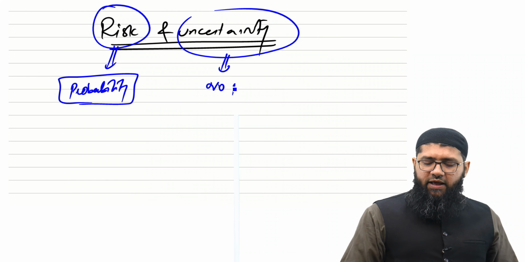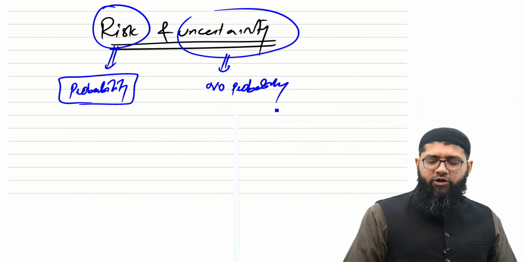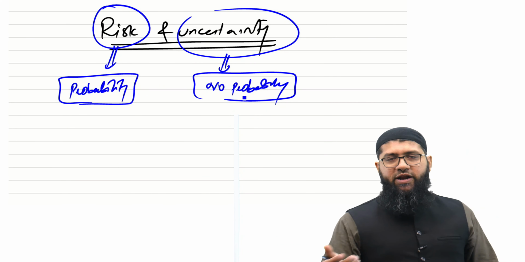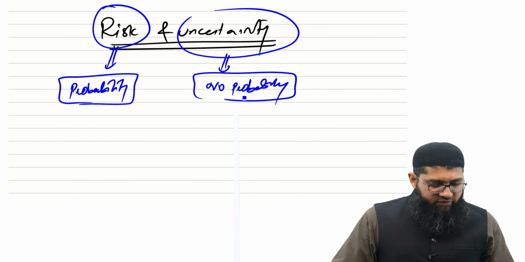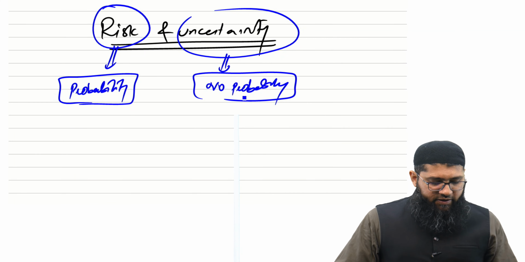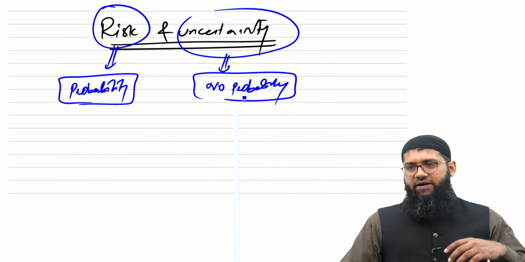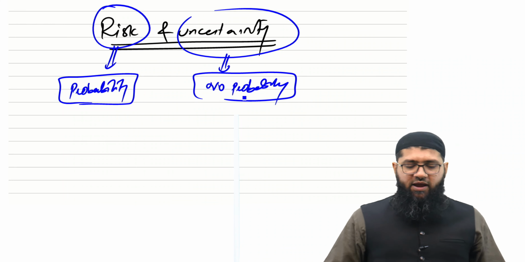When you cannot assign a probability to an outcome, that is, there is going to be 20% risk or 30% risk and so on and so forth, this is going to be considered as an uncertainty that's being faced.